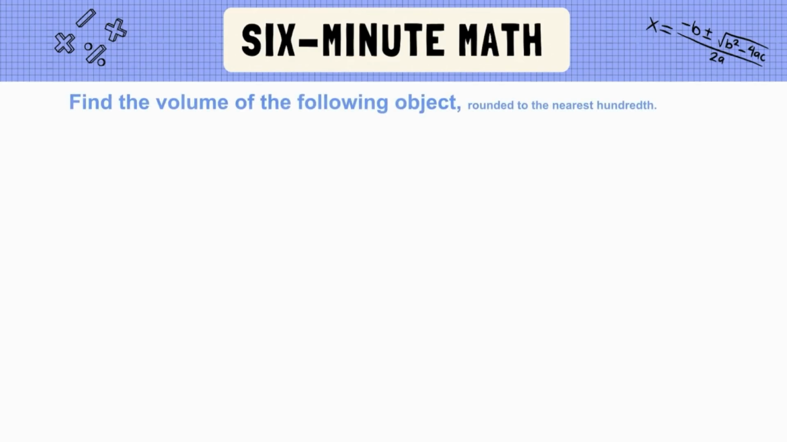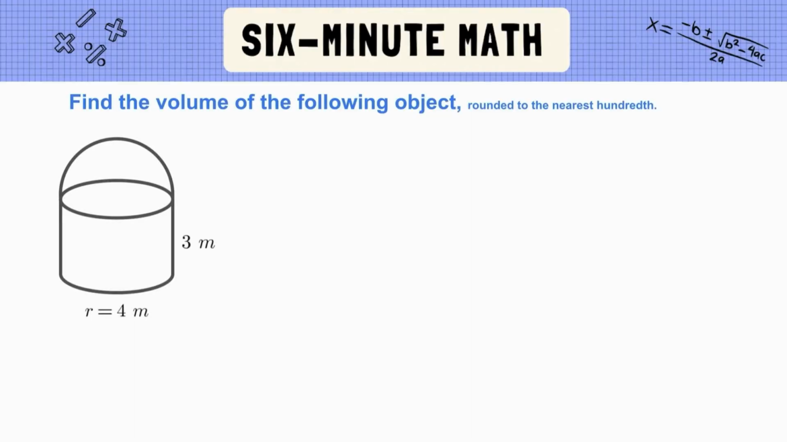Let's check out another example here. We're going to find the volume of the following object, rounded to the nearest hundredth. The two objects I have are a sphere, or a half sphere, and a cylinder. So let's do our cylinder in green. I'll just outline that. And we'll do that hemisphere in blue.